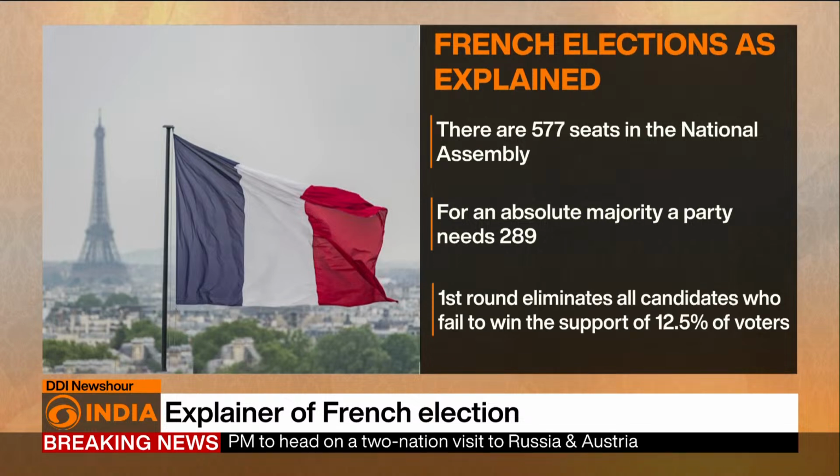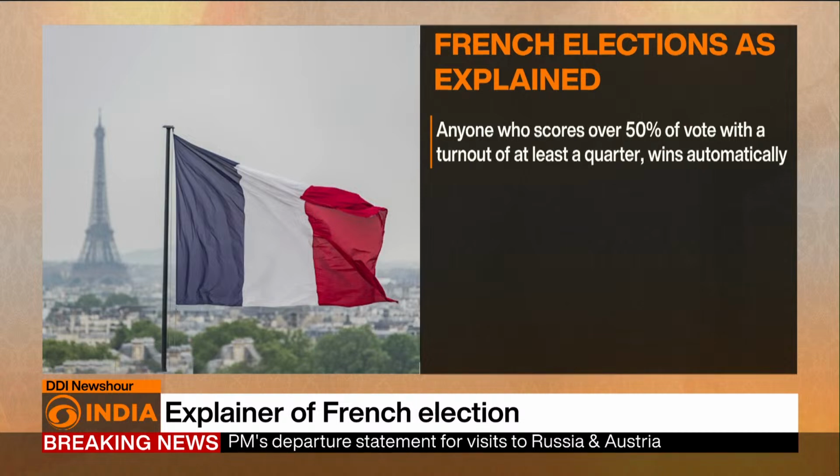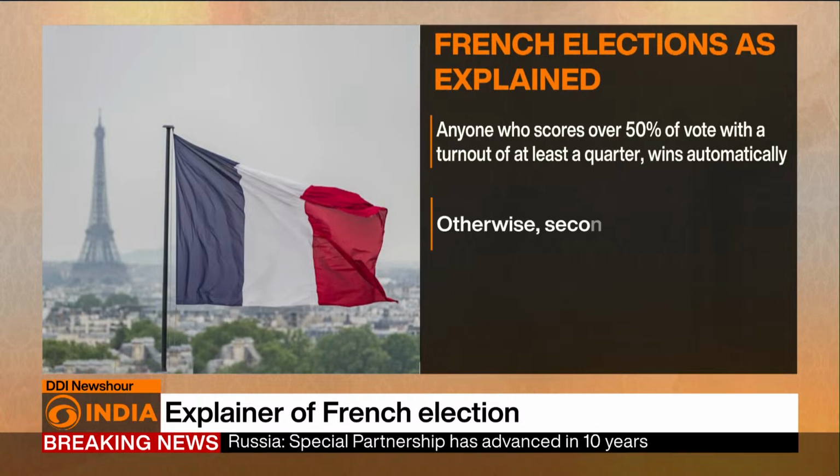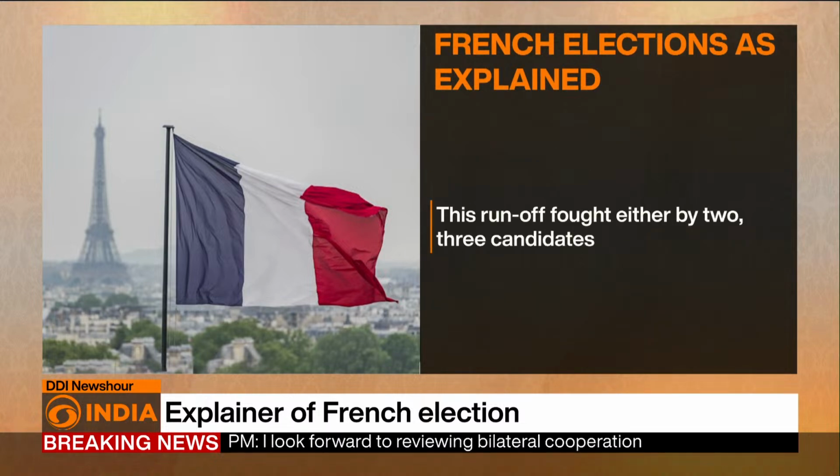The first round eliminates all candidates who fail to win the support of 12.5% of the registered voters. Anyone who scores more than 50% of the vote with a turnout of at least a quarter of the local electorate wins automatically. Otherwise, a second ballot is held, usually 2 or 3 weeks later. The second round is a series of runoffs fought either by 2, 3 or sometimes 4 candidates.